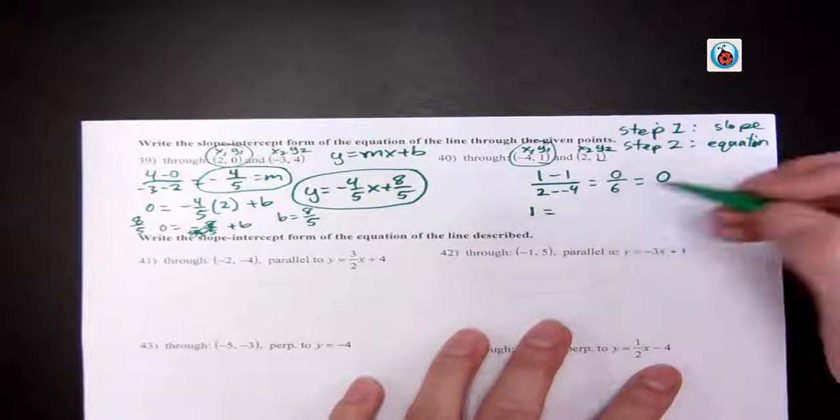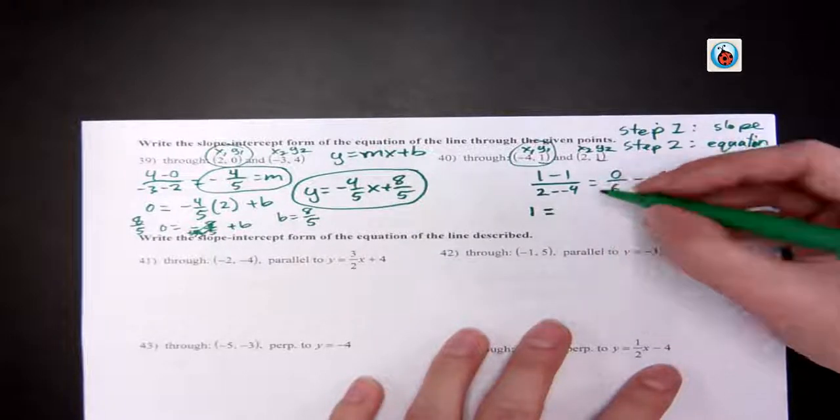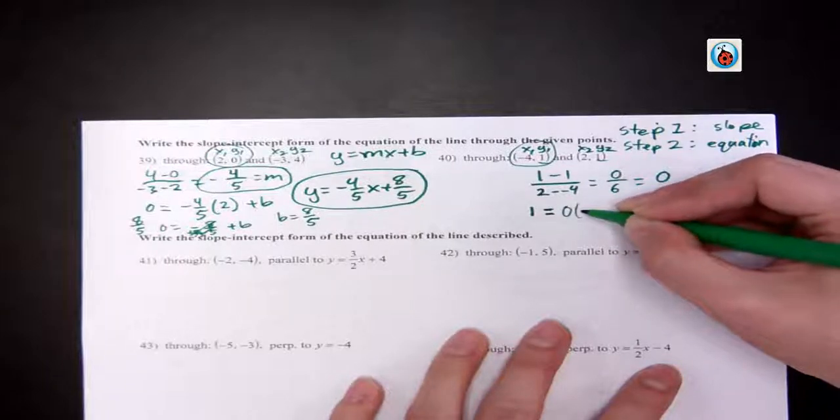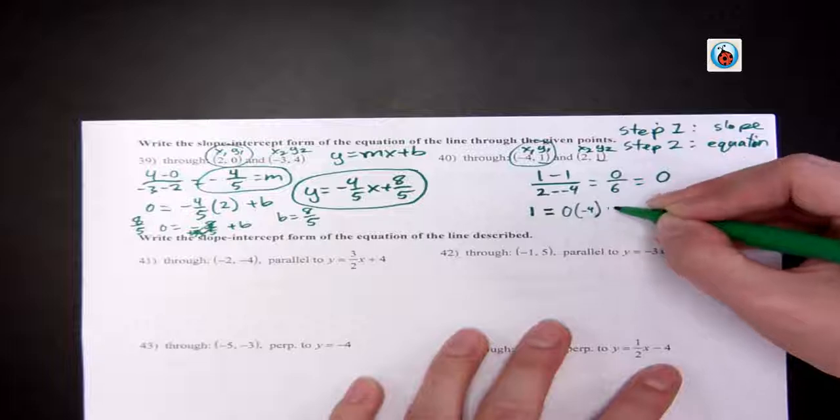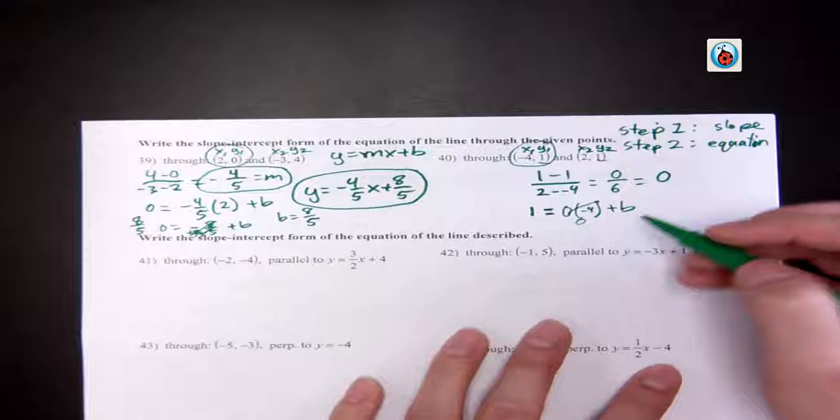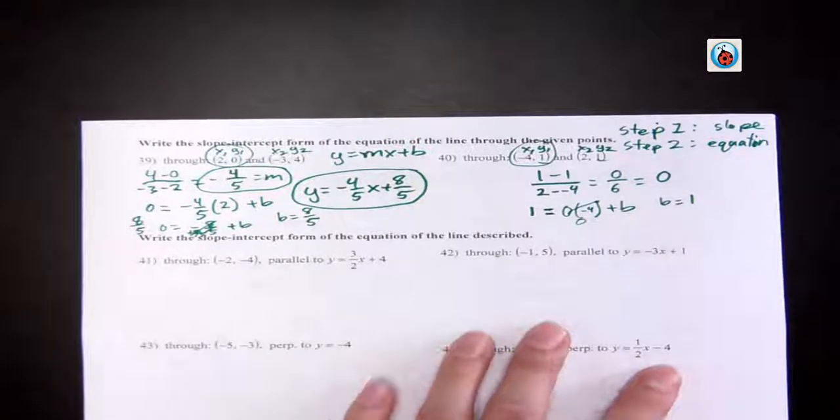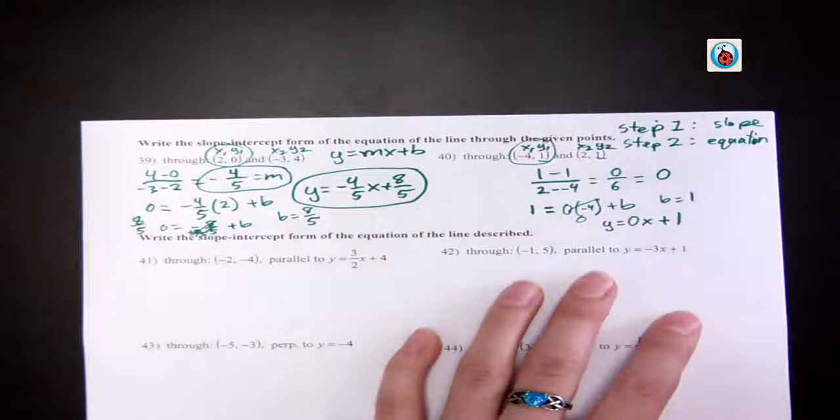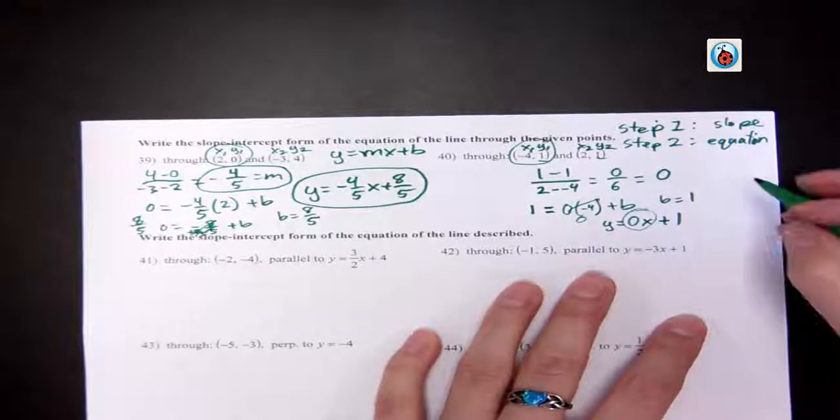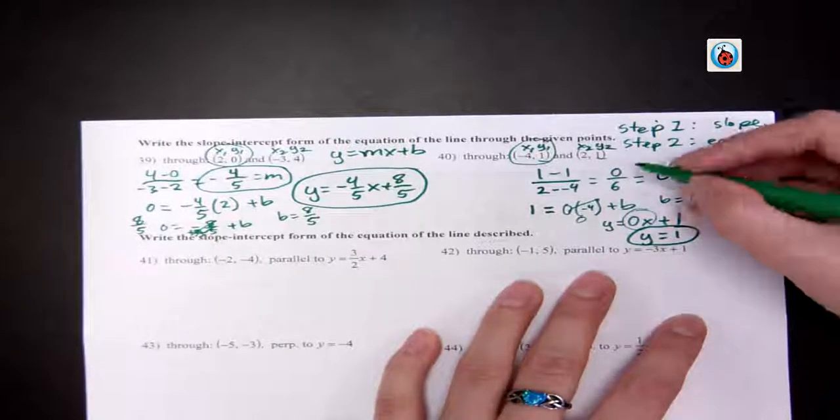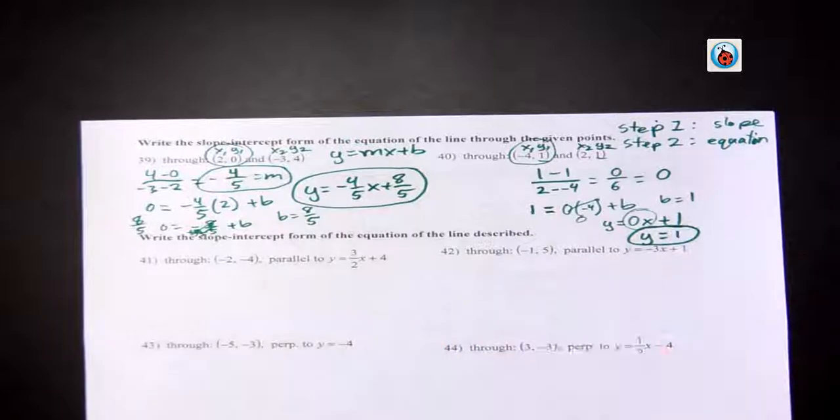So 1 equals 0 times -4 plus b. That just multiplies out to 0, and so b equals 1. And so I can write out my equation as y equals 0x plus 1. But this is not necessary, and so we're going to simplify that to just y equals 1. So when we have a slope of 0, it's just going to be a simple y equals a number equation.